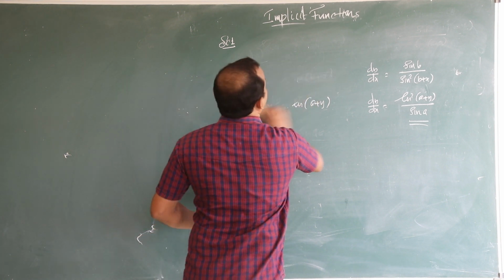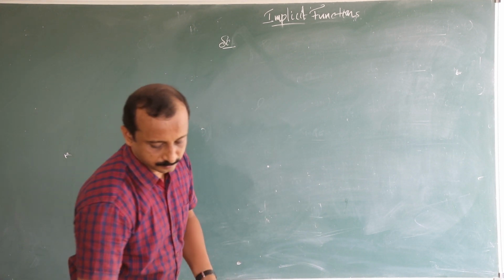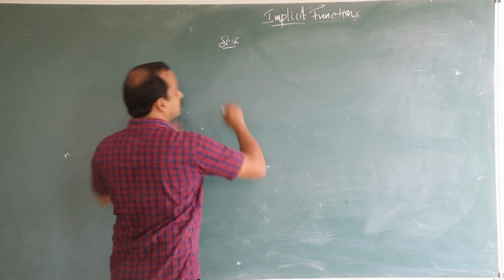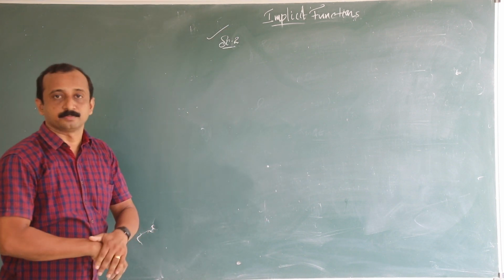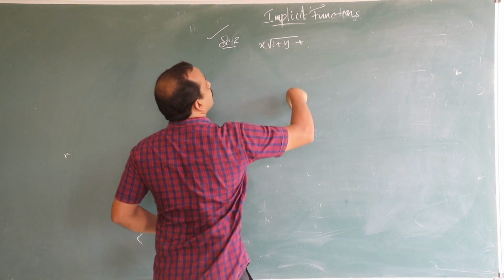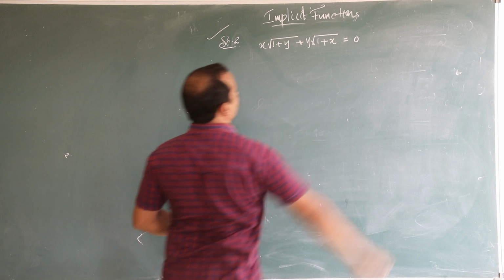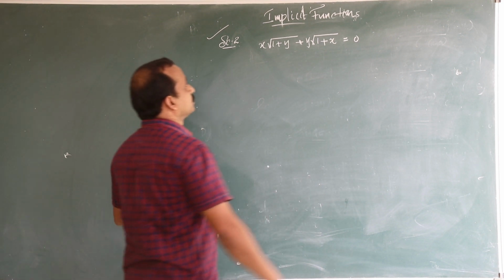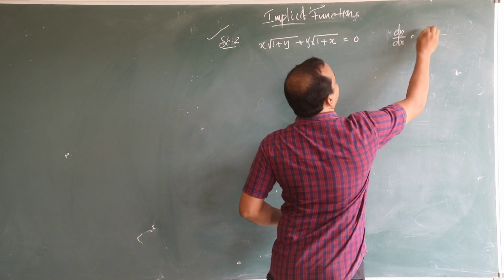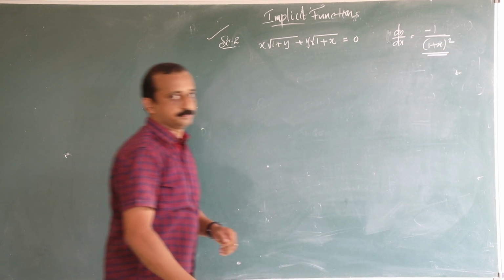Now we discuss special case 2, SC2, which is also a very important question. For our question, if x into root of 1 plus y plus y into root of 1 plus x is equal to 0, prove that dy by dx is equal to minus 1 divided by the whole square of 1 plus x.